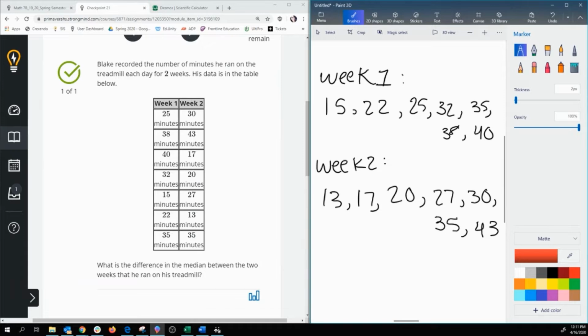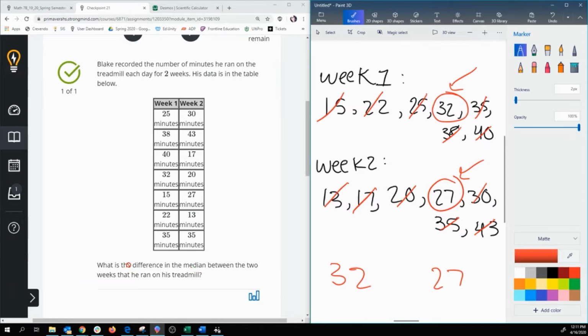So to find the middle, I would cross one off from each end until you get to the center, and you can't do that anymore. So here's 1, 2, 3. So 32 is going to be my median for week 1. And I'm going to do the same thing on the bottom. And 27 is going to be my median for week 2. So I have 32 and then 27 as my medians.